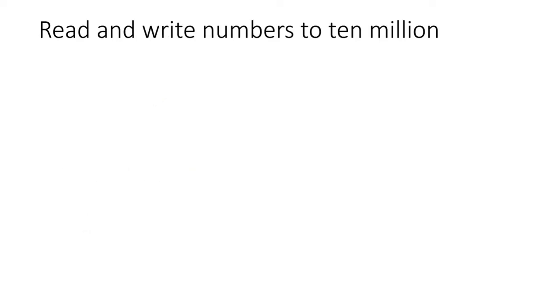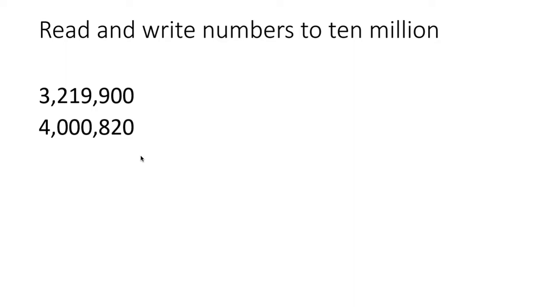Okay, let's have a quick recap from Monday's lesson because it will help us with today's lesson. On Monday, we looked at reading and writing numbers to 10 million. Let's have a look at this one first of all. We have our millions, followed by a comma, followed by our thousands, followed by a comma, followed by our units. So here we have 3,219,900.